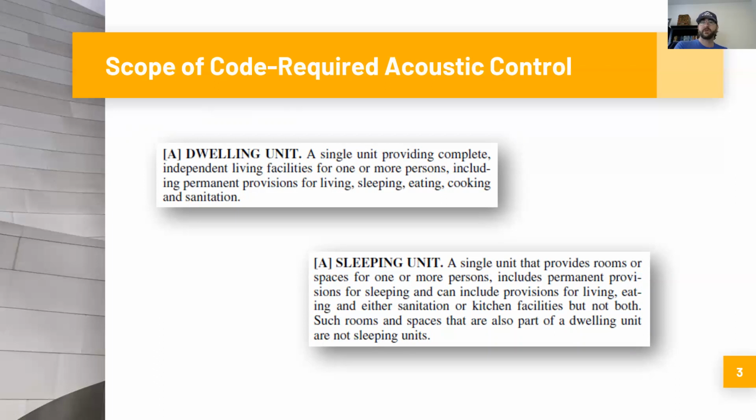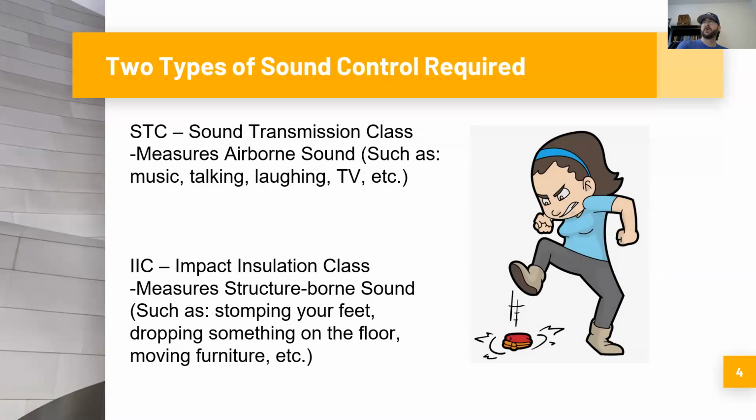You don't have to do sound control by code. You don't have to do sound control for commercial buildings like a mall or a restaurant or other types of occupancies. Don't have this requirement. Per code, it's going to be dwelling units and sleeping units. So there's two types of sound control required.